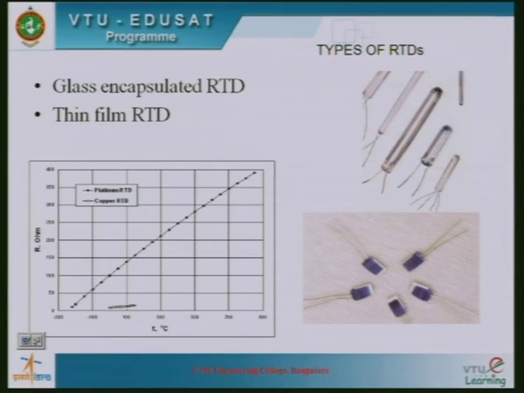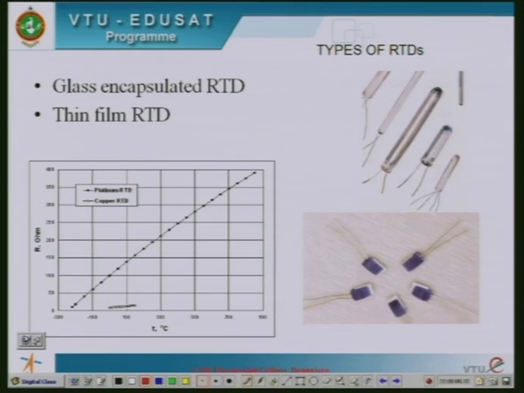The RTDs can be glass encapsulated RTDs or thin film RTDs. What you see here, the first picture, is a glass encapsulated RTD. We take a thin wire and encapsulate it in a glass cylinder. So what happens whenever there is a change in temperature?